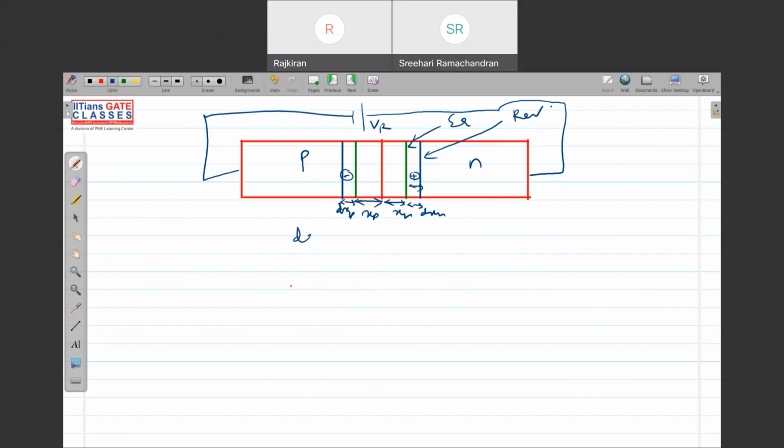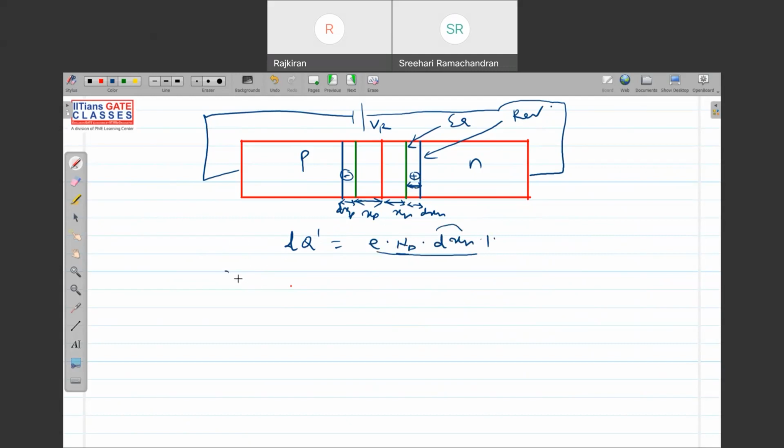So dq is equal to how much in this region? The change in charge will be the concentration q into ND into dxn into area. This is for volume: volume is nothing but distance into area. Area is unity. So this is the change in charge.